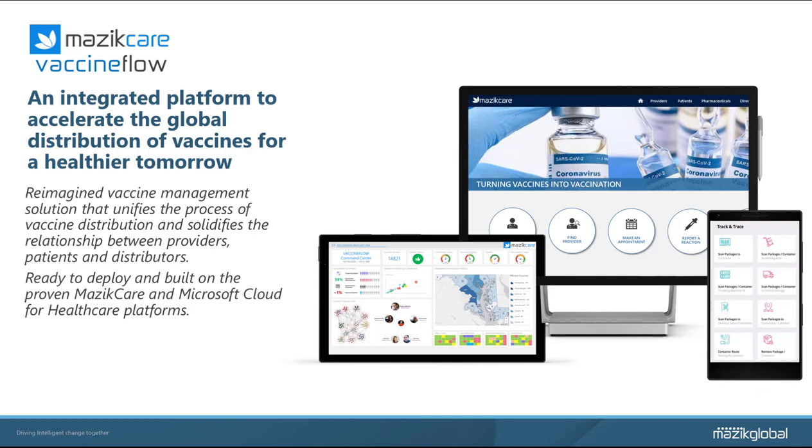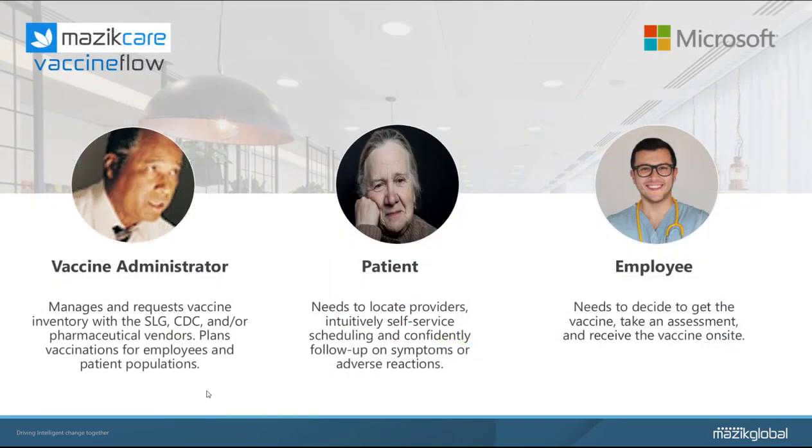Mazik Vaccine Flow is an integrated platform built on Microsoft Power App technology, which allows you to deliver vaccination at scale. There are three key areas which we are focusing on as part of Vaccine Flow. The first is the vaccine administrator, which allows them to make sure that they have the right amount of inventories, schedule their appointments effectively, and have full track and traceability around vaccination.